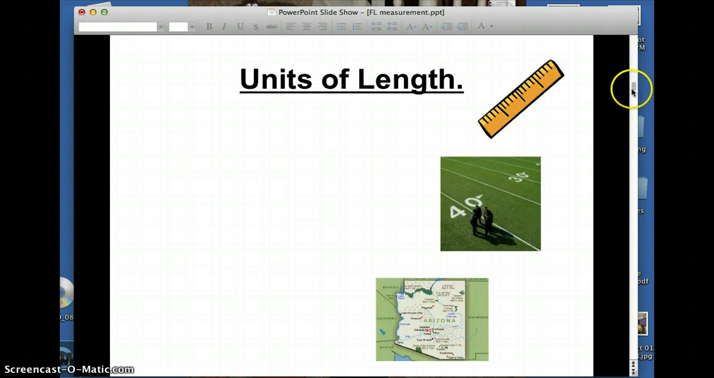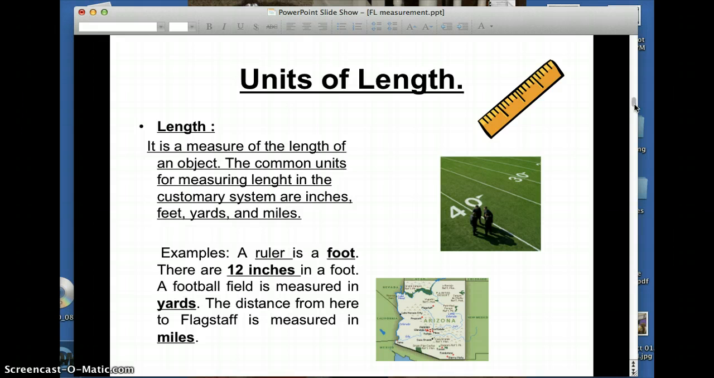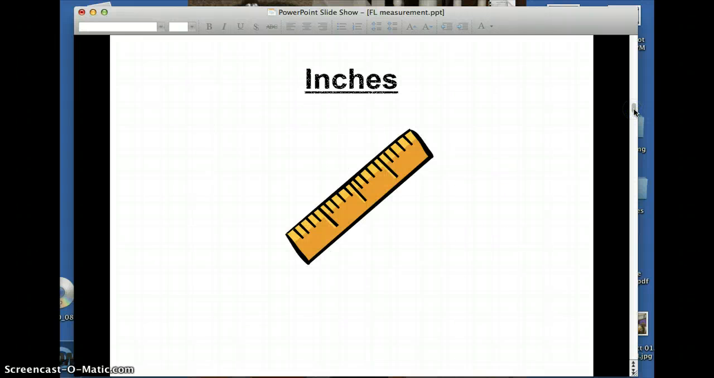So we have units of length. Length is a measure of the length of an object. The common units of measurement of length in the customary system are inches, feet, yards, and miles. So a ruler is a foot. There are 12 inches in a foot. A football field is measured in yards, and the distance from here to Flagstaff is measured in miles.